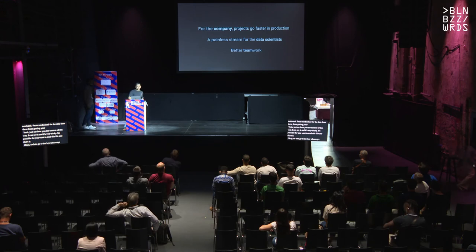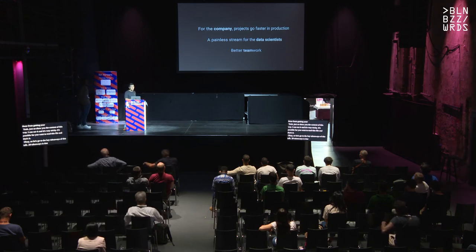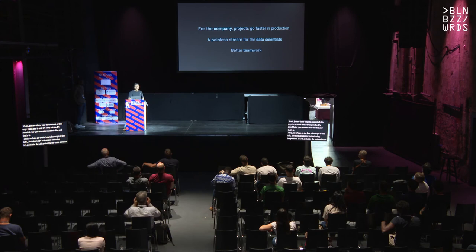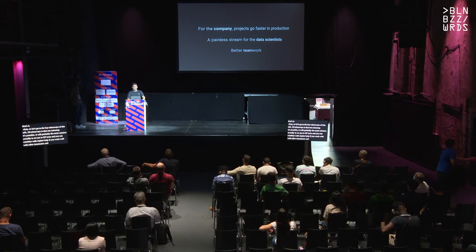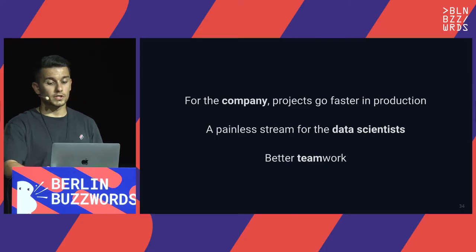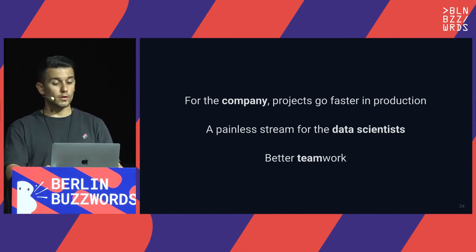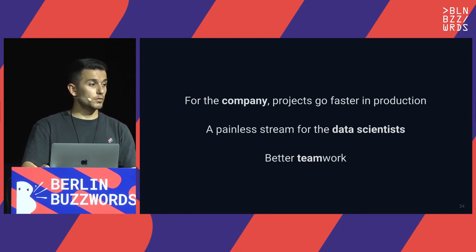Okay, so let's go to the key takeaways of this talk. The main key takeaway is that notebook versioning is possible. The main solution is Jupytext, and you can combine it with JupyterHub if you work with other teammates. First, it will probably allow your company to deploy projects faster in production. Secondly, it will ease your workflow as a data scientist or machine learning engineer. You will have a structured workflow with reproducible and shareable notebooks. And in the end, you will have more quality, more robustness, more traceability, and so better teamwork.